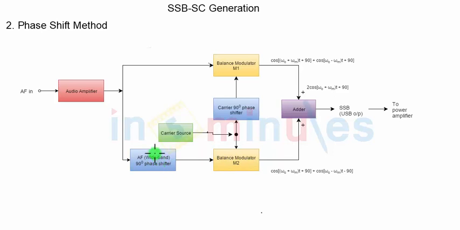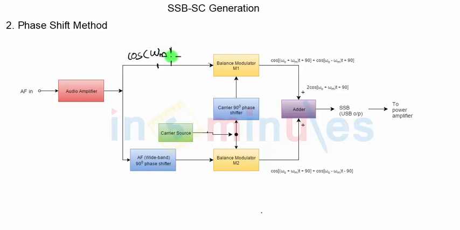By now, you should have understood very well that a balance modulator always acts as a multiplier. When the two inputs are carrier and the modulating signal, then the output of the balance modulator is always a double sideband suppressed carrier signal. Let us quickly write down what are the inputs to both the balance modulators. To the first balance modulator, the AF signal goes as it is. Let me write the AF signal or the modulating signal as cos 2 pi FMt.